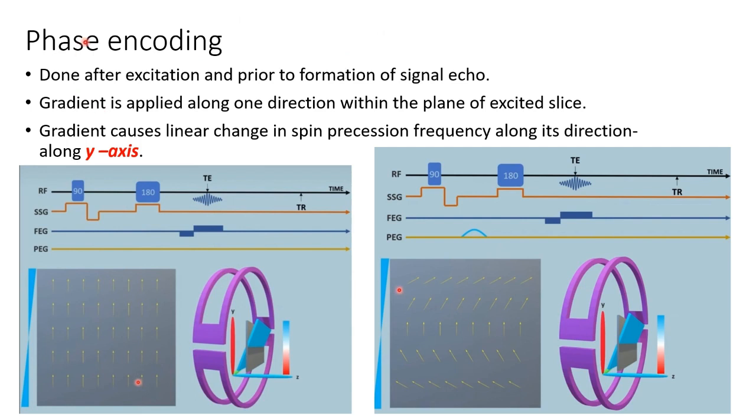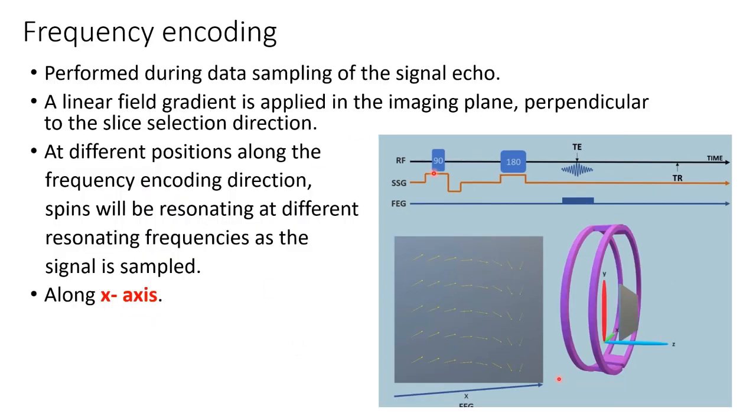Second is phase encoding. It is done after excitation and prior to the formation of a signal echo. The gradient magnetic field is applied along the y-axis here. So each point along the y-axis will be experiencing a different magnetic field, and because of the different magnetic field, they'll be spinning at different frequencies. So that generates an image contrast along the y-axis.